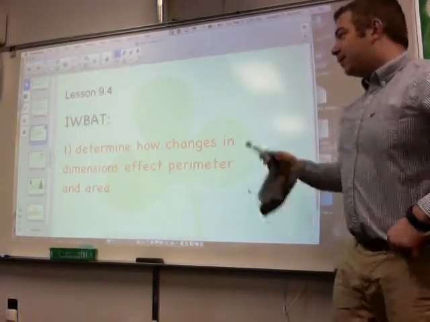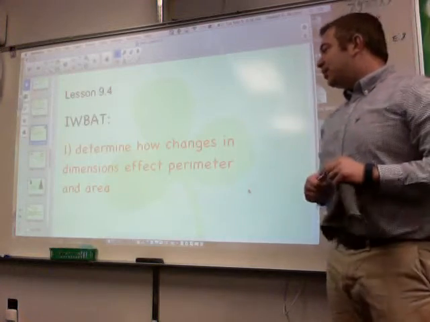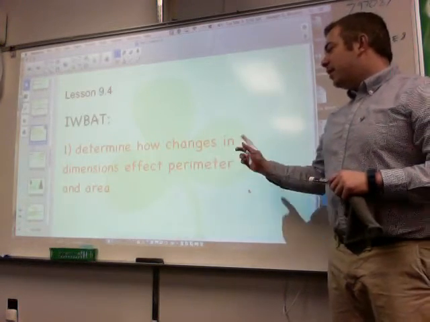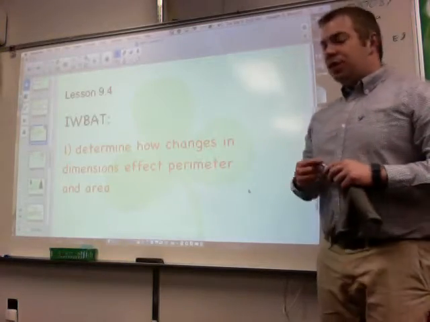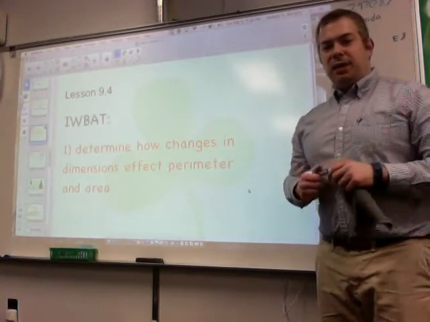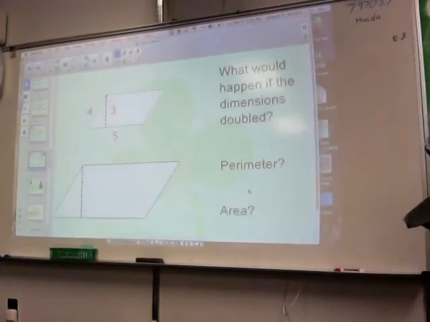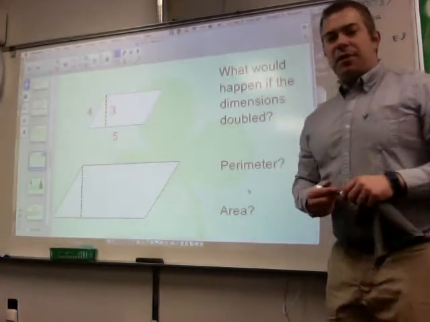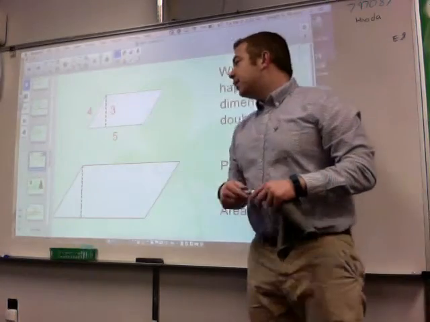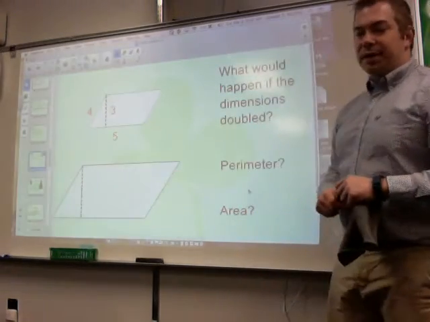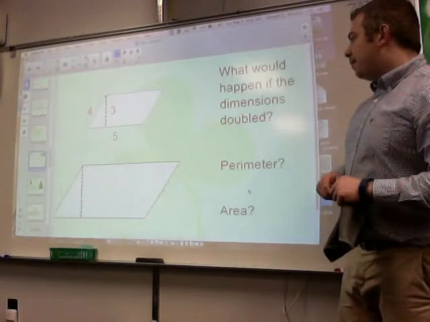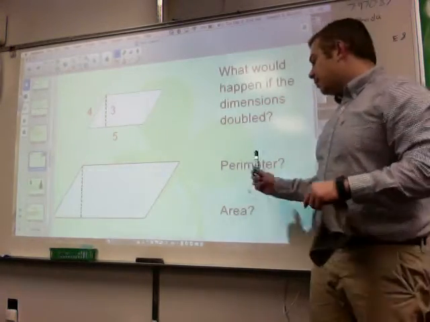Here's your objective. I will be able to determine how changes in dimensions affect perimeter and area. Now I know we haven't talked about perimeter too much, but it's easy to pick up on. Okay, so first of all, the perimeter is how far all the way around. So let's just get the perimeter and area of this shape, and then we'll change the dimensions. If we double the dimensions, we'll see what happens to our perimeter and area.